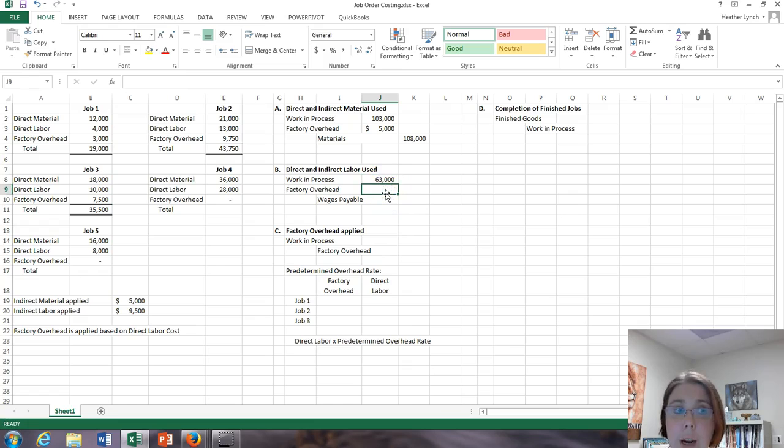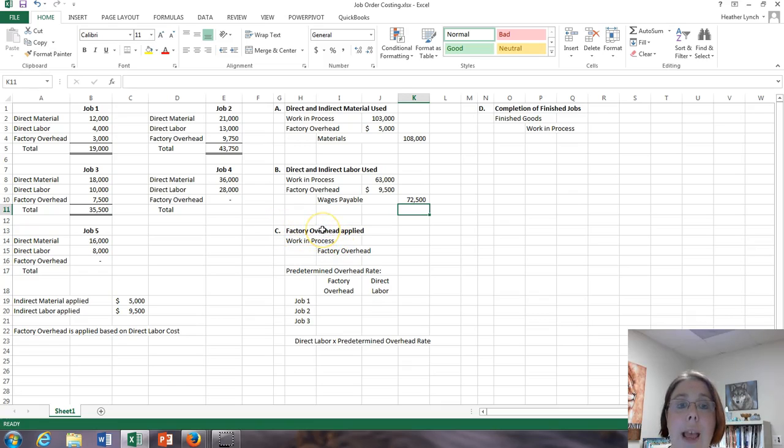For our factory overhead, they told us they had indirect labor applied to all of them for $9,500. So our wages payable is going to be the work in process plus the factory overhead. So now we have wages of $72,500.